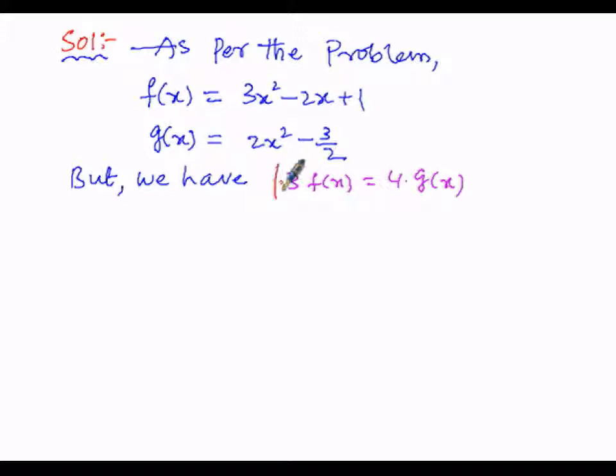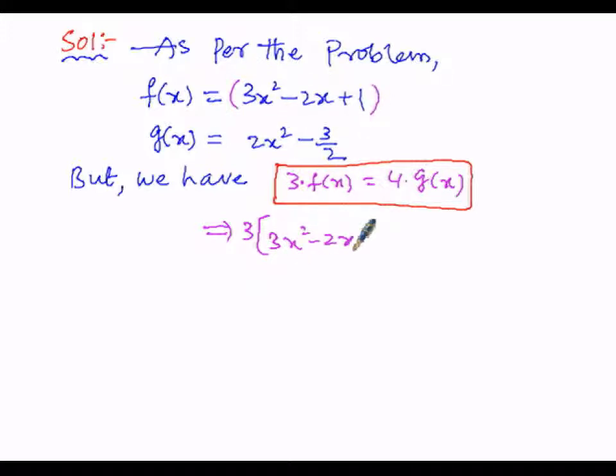Now let us substitute the quadratic polynomials in this equation. So we will be getting an equation in this form: 3 multiplied with f of x, that is 3x square minus 2x plus 1 in brackets, is equal to 4 multiplied with g of x, that is 2x square minus 3 divided by 2.